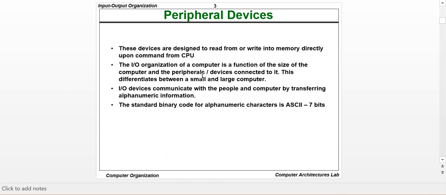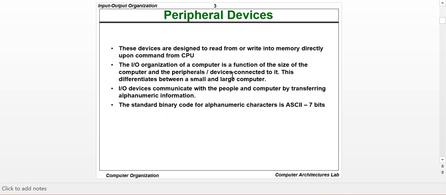Depending on this IO, suppose there are two or more peripherals added to your computer, then we say that it is a small computer. When a huge, varied number of IO devices are connected to your system, then we call it a large computer. So the IO organization of a computer actually determines the size of your system, whether it's a small system or a large system.